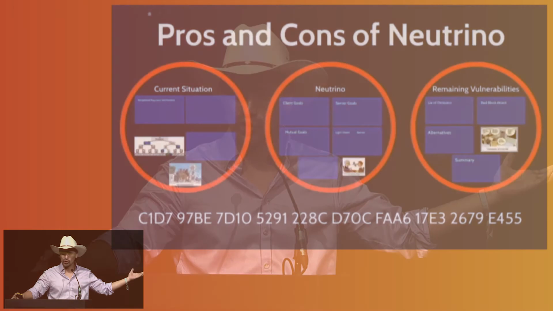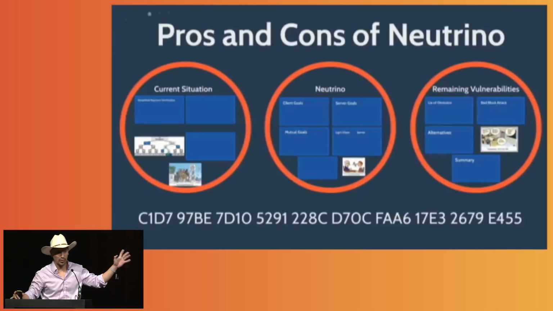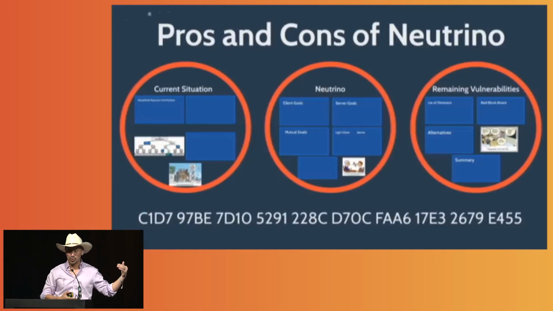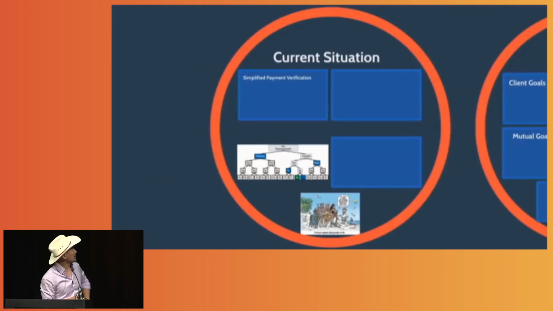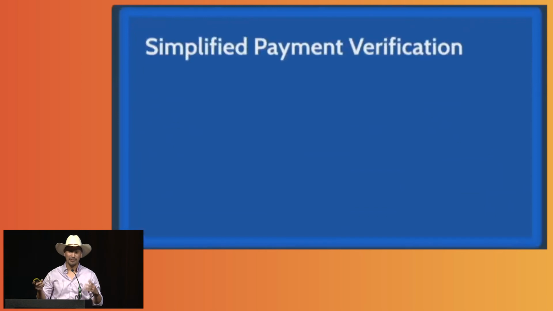I'm going to talk about Neutrino, but in order to talk about it, we need to think about what was there before. So let's start with the current situation. Right now, what we have is essentially simplified payment verification. There are other models, and in fact most of your wallets use something else. But here's the decentralized, or at least needing-to-trust-a-single-party, kind of solution that we have right now: simplified payment verification.